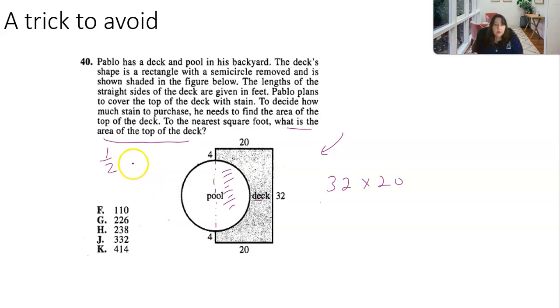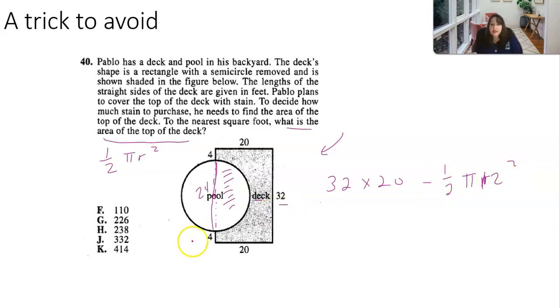So let's think about it. We want area, so that's going to be pi r squared, and we only want half of it. Writing down a formula is going to help you a lot. So we're going to start with half. And my diameter is something I have to find. Well, it says it's 32, and I'm going to subtract 8 because there's 4 on each side. So my diameter here is 24, so my radius is 12. So I'm going to go pi times 12 squared.